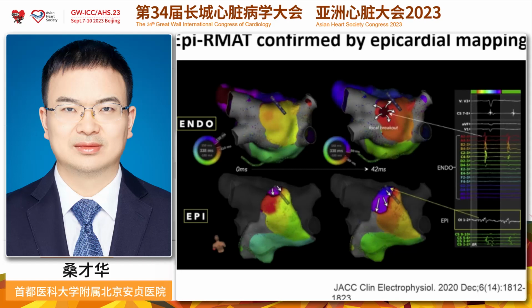Dr. Rotan did epicardial mapping to validate the epicardial conduction. When he did endocardial mapping, it looked like a focal atrial tachycardia. But when he did the epicardial mapping, it showed the conduction is continuous. It's a whole circle.